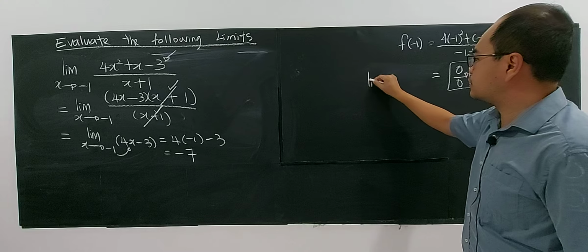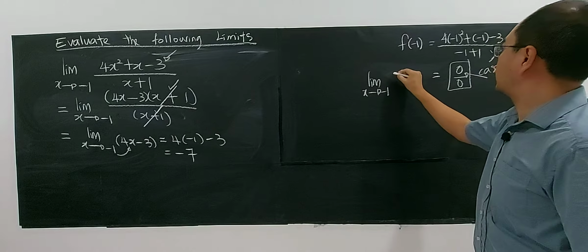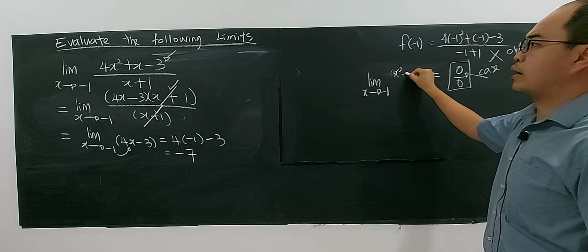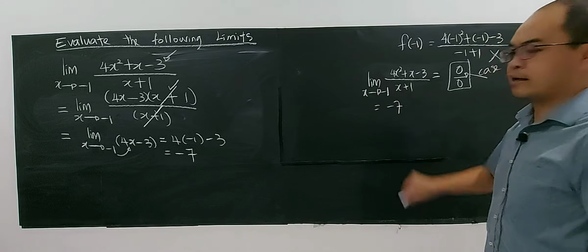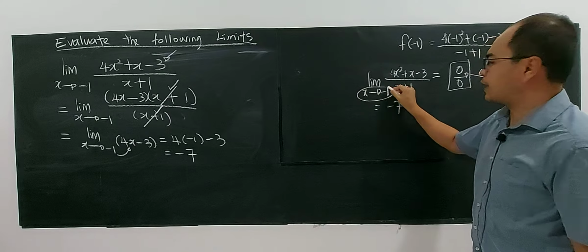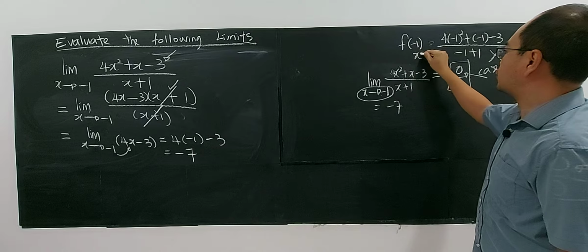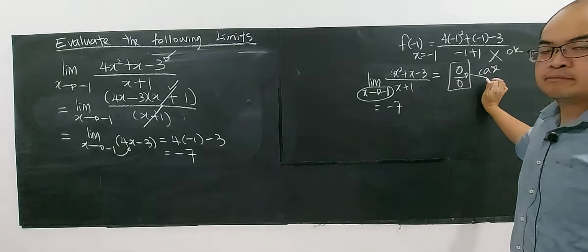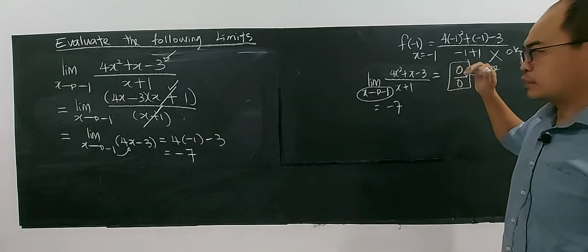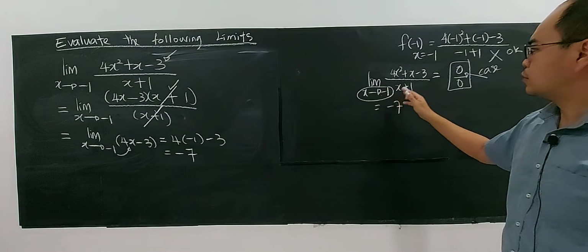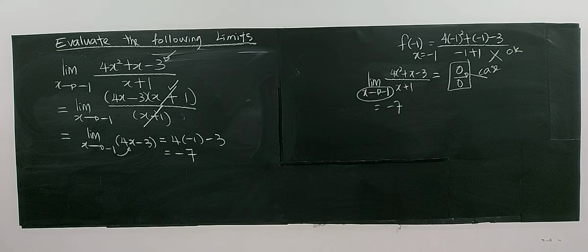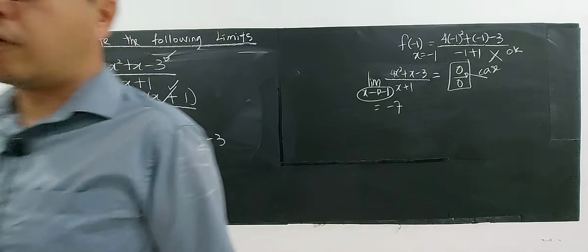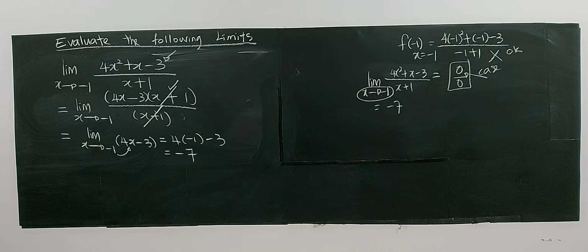But when you find the limit of 4x squared plus x minus 3 over x plus 1, there is a value, negative 7. So when x approaches negative 1, there is a value. When x equals negative 1, this is undefined. That's why we need limits, to know what happens to this function when it is very near negative 1. So this is the way you evaluate by factorization. Okay, we will go for another example, which will be more powerful.